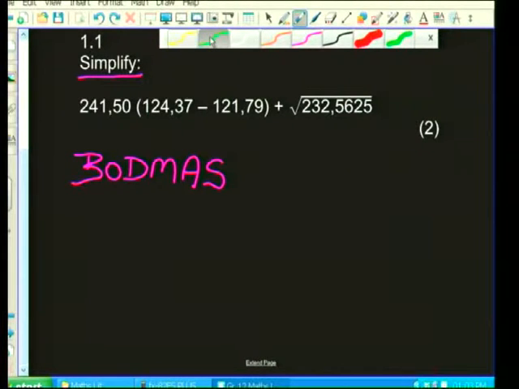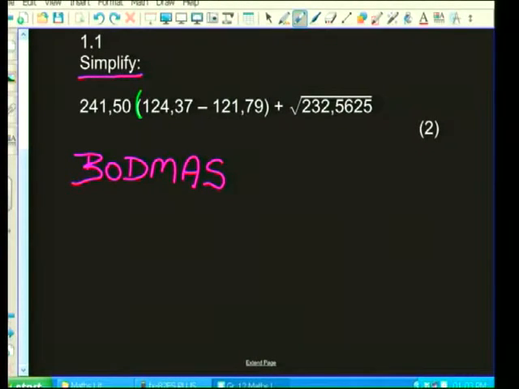What are we going to do first? We're going to do my brackets first. Then I'm going to do my multiplication. And remember, if there's a number next to a bracket, it means multiply. So we're going to do that second, as well as doing this square root on the other side. So let's make that a third. And then finally, we're going to add the two numbers, and we're going to do that fourth.